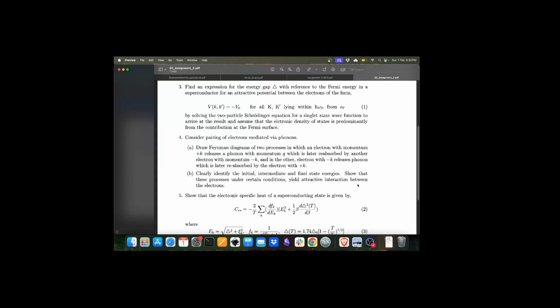Okay, so the total momentum is gone down. So this is for case 1, and then for case 2, the electron with minus k releases a phonon, which is later absorbed by the electron with plus k, so plus k plus q, and then this will be minus k minus q. So these are the two processes, Feynman diagram processes. The curly lines represent phonons, and the straight lines represent the electrons.